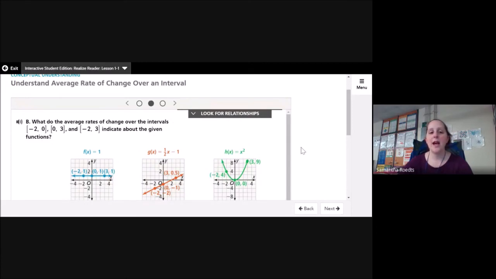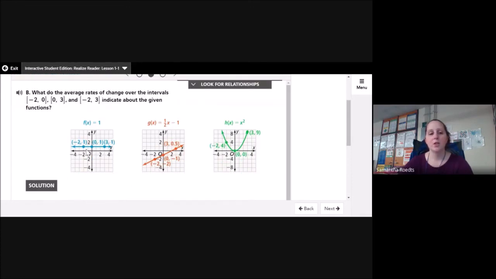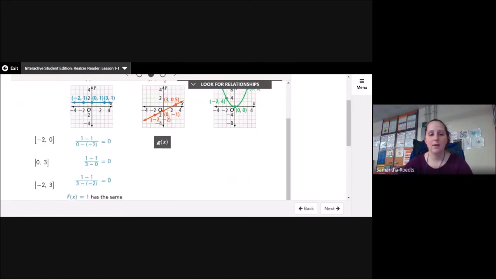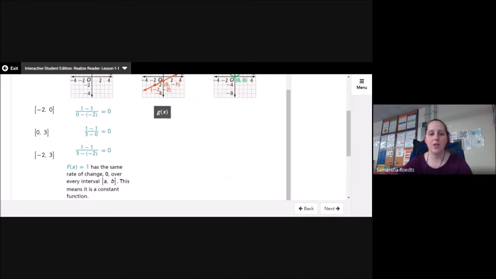Okay. So what do the average rates of change over the intervals -2 to 0, 0 to 3, and -2 to 3 indicate about the given functions? So from -2 to 0, nothing changes. There's no change. From 0 to 3, there's no change. Okay, so this slope, everything's 0. Has the same rate of change, 0 over every interval, a to b. This means it's constant.